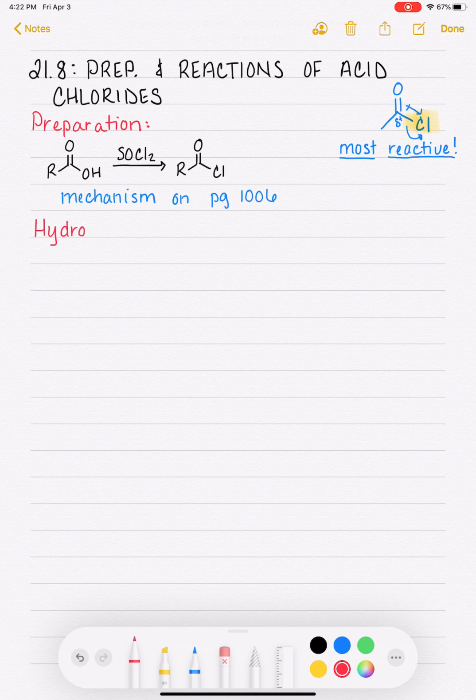First reaction, hydrolysis. As you can guess from the name, hydro referring to water, this is where we react the acid chloride with water, H2O. And because this is a nucleophilic substitution reaction, we are going to be replacing the chloride with our nucleophile, which in this case is an OH group. If you're curious, the mechanism for this reaction is also on the same page or around the same page.